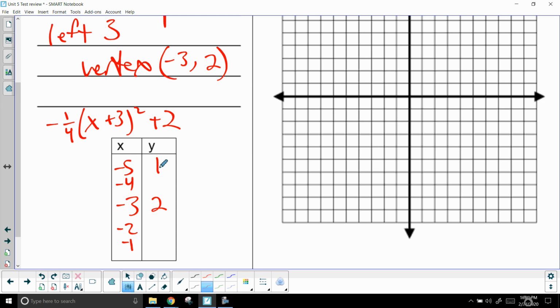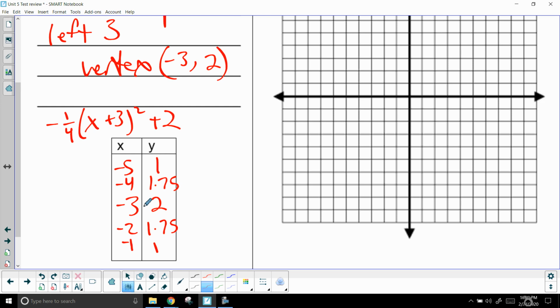Negative 4, we get 1.75. Let's see, hit back. Negative 2. Good, we get 1.75 for that. And then back, negative 1, and we get 1. I'm saying back because I'm changing the numbers.